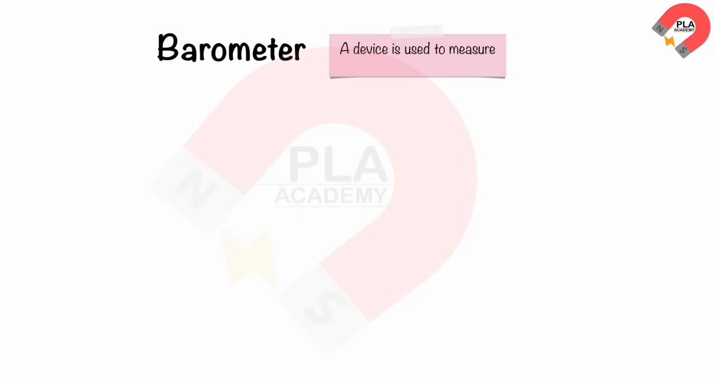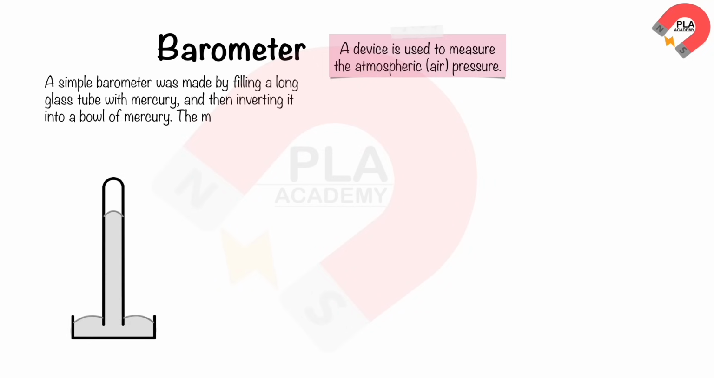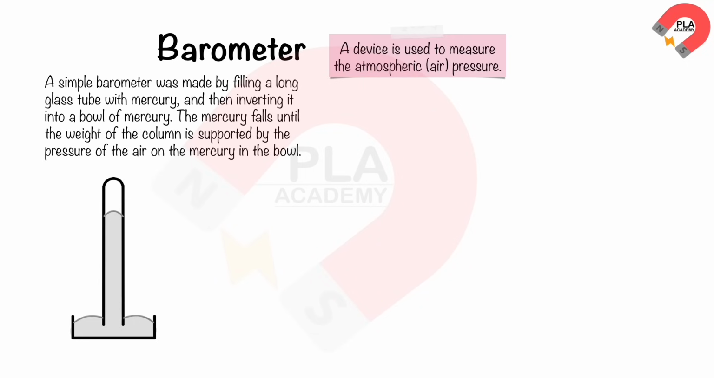A barometer is a device used to measure atmospheric, or air, pressure. A simple barometer was made by filling a long glass tube with mercury, and then inverting it into a bowl of mercury. The mercury falls until the weight of the column is supported by the air pressure pushing down on the mercury in the bowl as shown. This creates a vacuum at the top of the tube, which has 0 pressure.